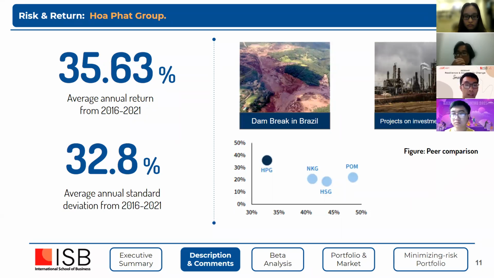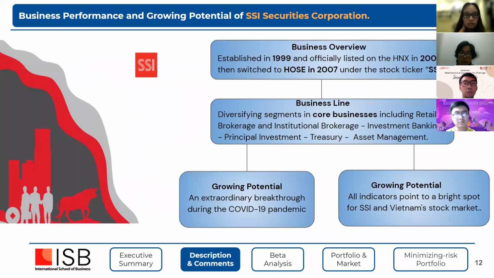Next, about SSI Securities Corporation, it was established in 1999 and listed on HNX in 2006, then switched to HOSE in 2007 under stock ticker SSI, and it has positioned itself as a leading financial institution in Vietnam while still maintaining a commitment to diversifying segments in the core business. Our group decided to include SSI because it has maintained the number one position for 7 consecutive years regarding market share for stock during the pandemic.